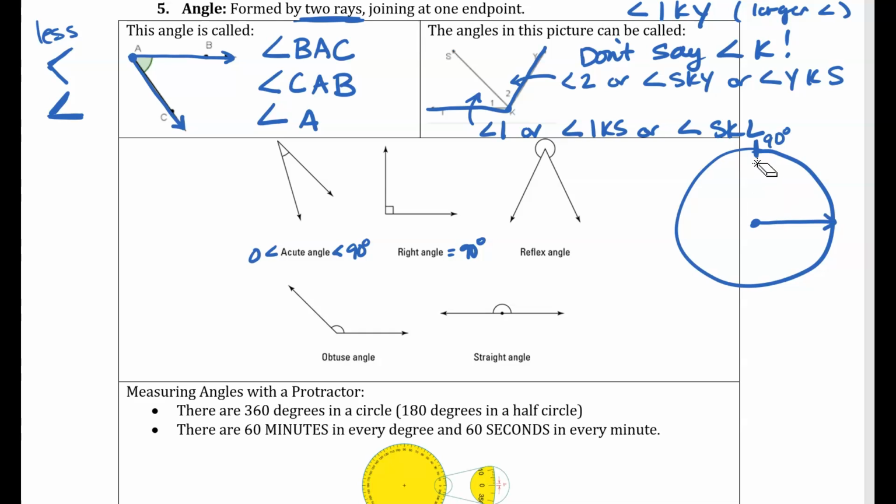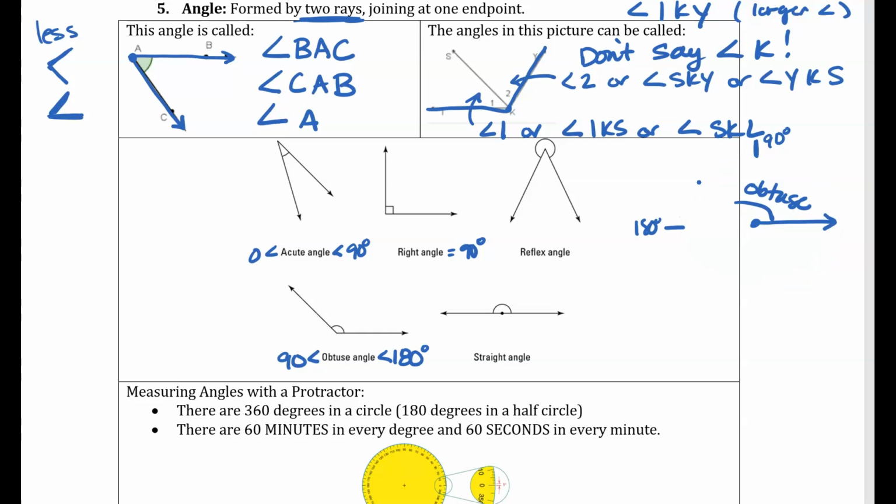If I take that ray and I move it even further, but not quite to 180, 180 would make a line, then we call this an obtuse angle. So an obtuse angle is greater than 90, but it's less than 180. Okay. Then once I move that ray to exactly 180, then I have a straight line or a straight angle. So we say straight angles are equal to 180.